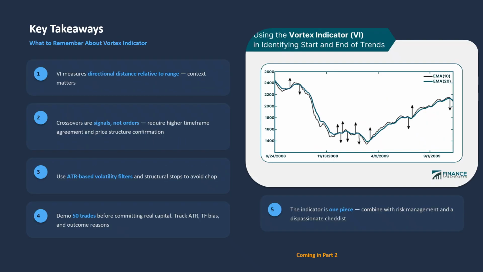VI measures directional distance relative to range. Context matters. Crossovers are signals, not orders; they require higher timeframe agreement and price structure confirmation. Use ATR-based volatility filters and structural stops to avoid chop. Demo 50 trades before committing real capital. Track ATR, time frame bias, and outcome reasons. The indicator is one piece, combined with risk management and a dispassionate checklist. We'll add volatility and volume overlays that cut false signals dramatically and demonstrate a real case study across 3 markets.